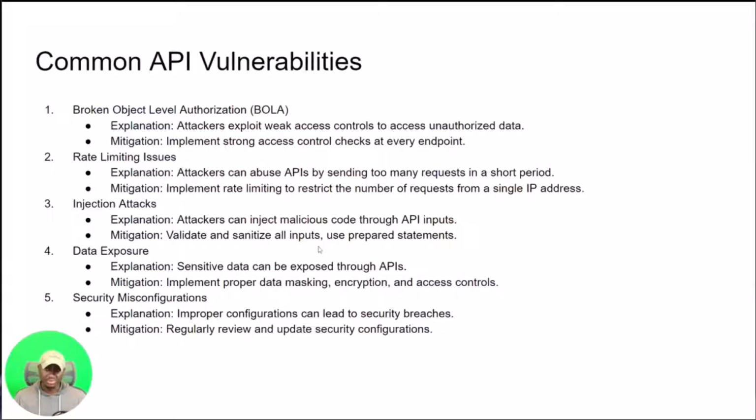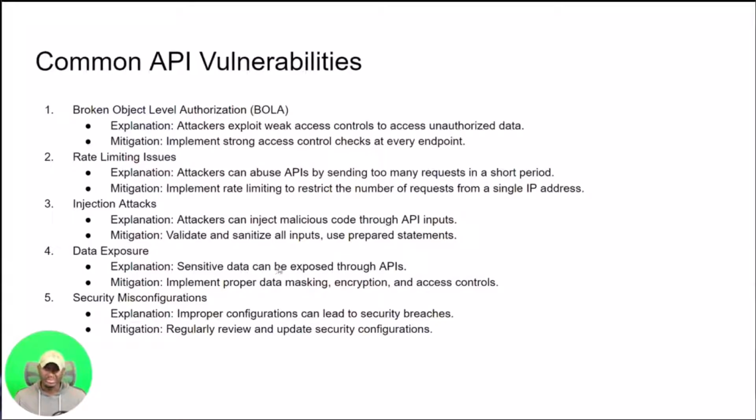Data exposure, where we unwillingly expose sensitive data through our APIs, data that shouldn't be out there, where an attacker can abuse some of the flaws in our APIs to retrieve sensitive data that shouldn't be retrieved. Mitigations against this involve proper data masking, encryption, and access controls as always.